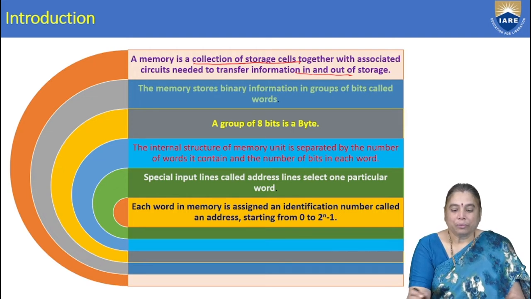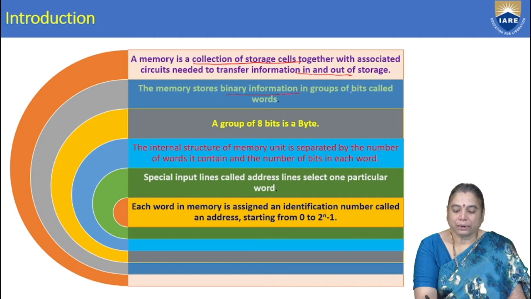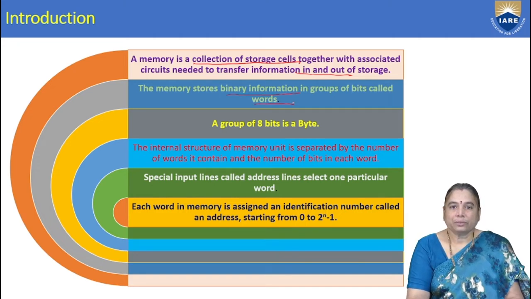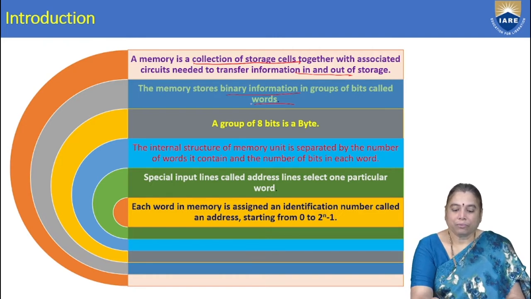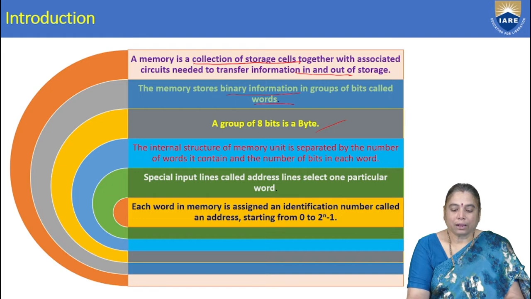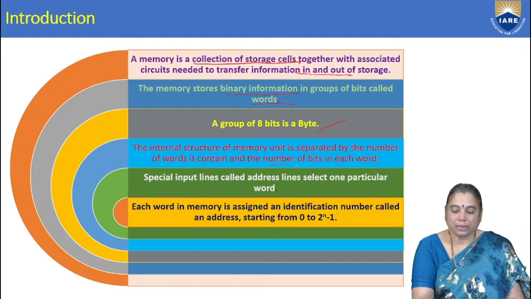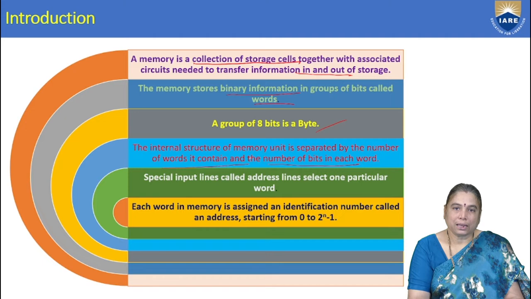The memory stores binary information in groups of bits called words. So a collection of bits is used to store the information that we generally refer to as a word. A group of 8 bits is a byte. The internal structure of the memory unit is specified by the number of words it contains and the number of bits in each word. This is generally referred to as the storage capacity of the memory. So how many words are to be stored in the memory and how many bits per word are taken into account in order to mention the storage capacity of the memory.